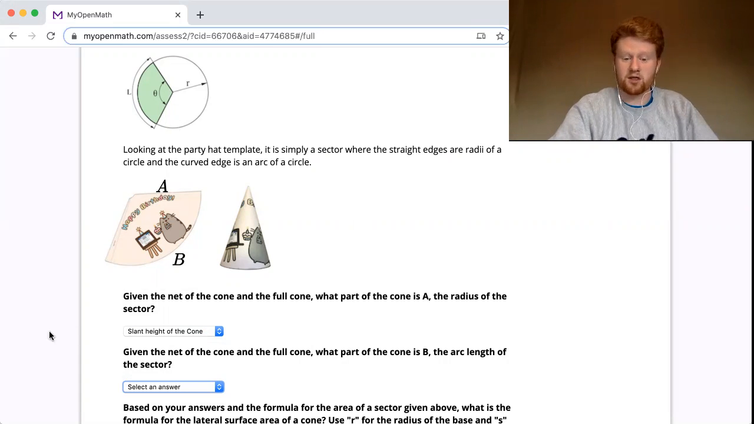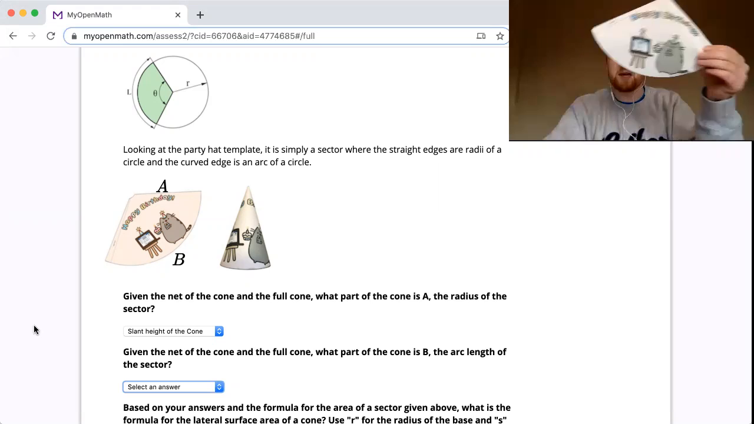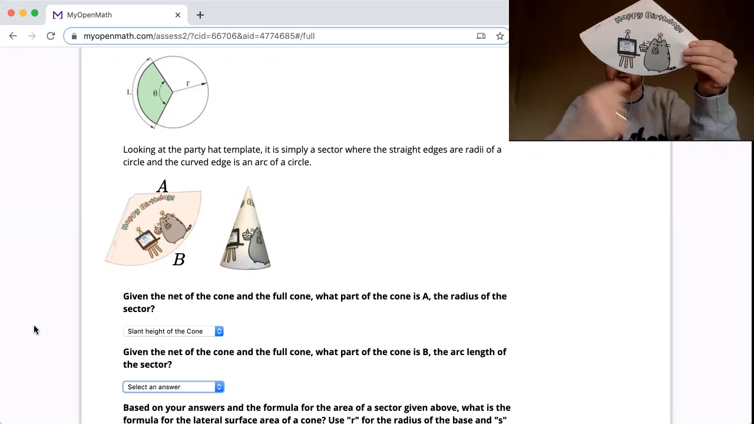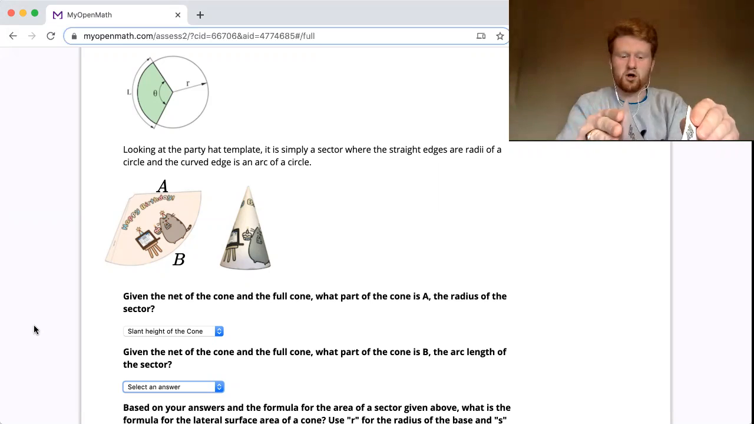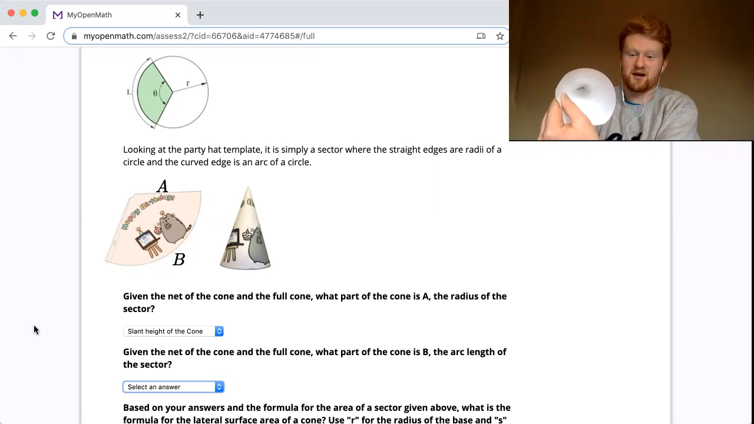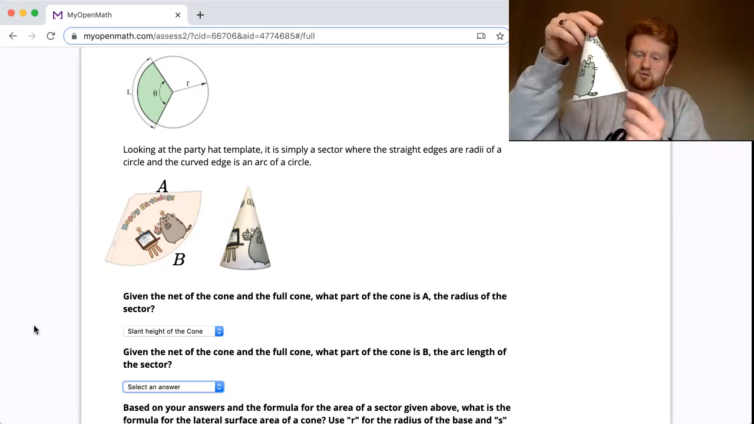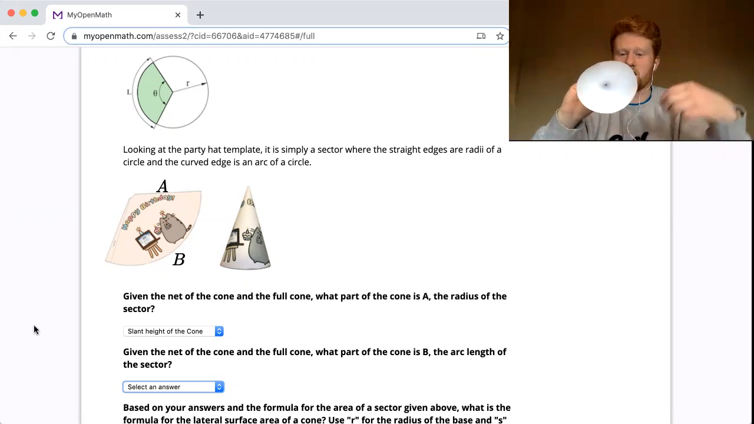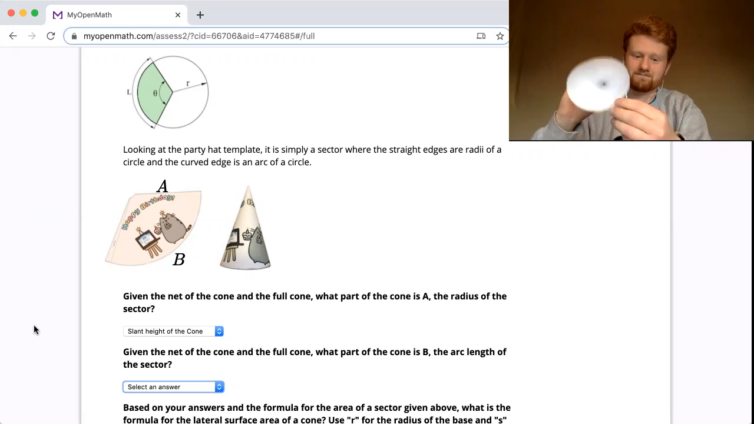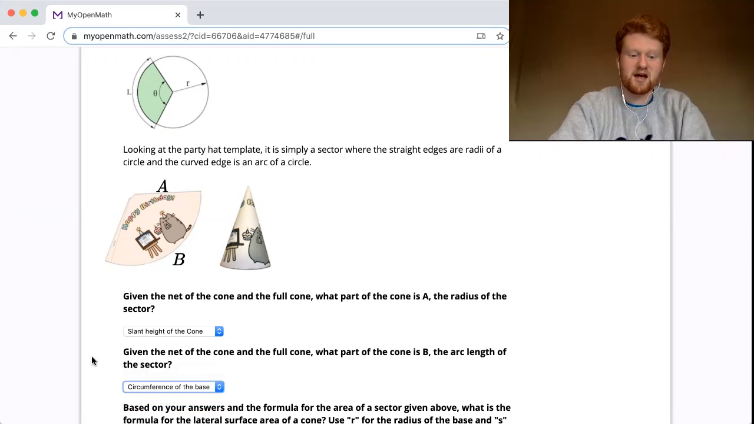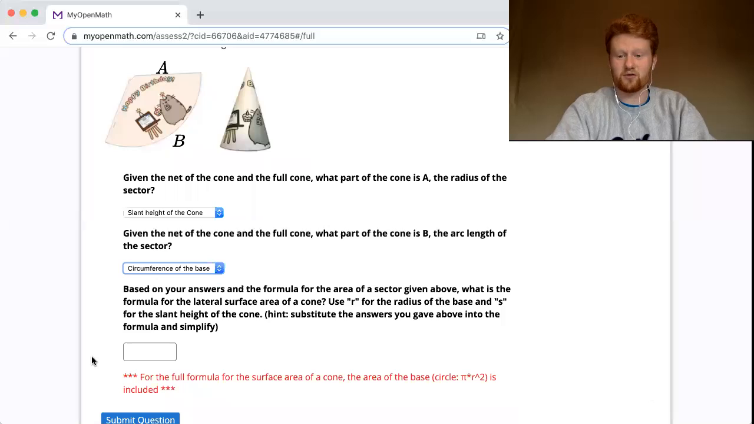Now, given the net of the cone and the full cone, what part of the cone is B? The arc length of the sector. So this curved portion here. So again, let's roll it up and see what happens. And that curved portion all of a sudden has turned into our circular base. So what once was a curve is now the circumference of our base, right there. So we can fill that in, circumference of the base, and we can use that to now find the formula for the lateral surface area of a cone.